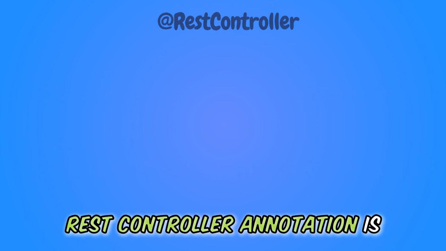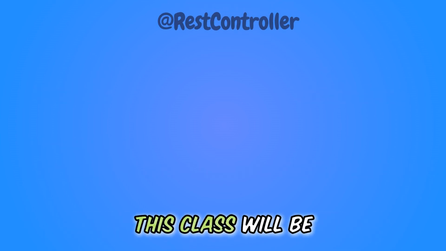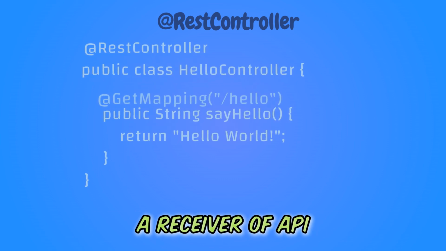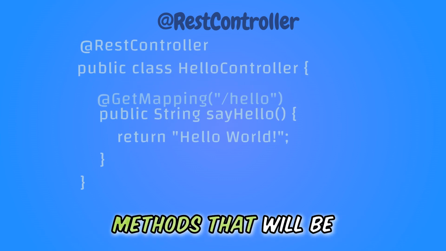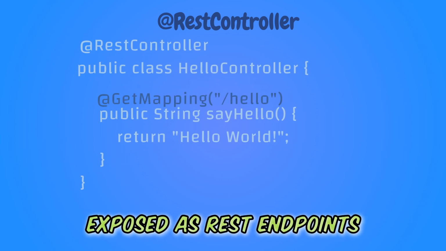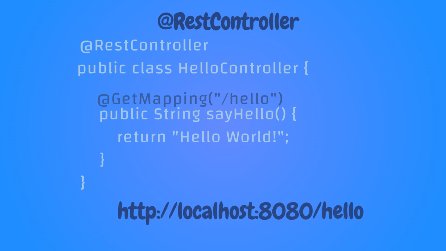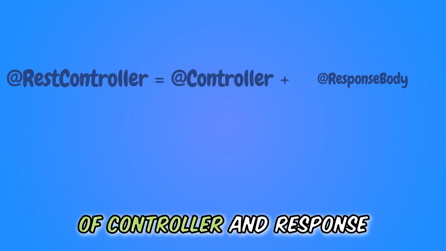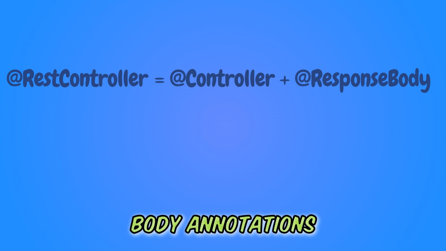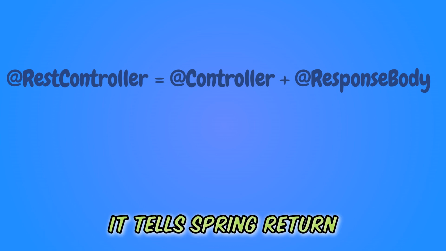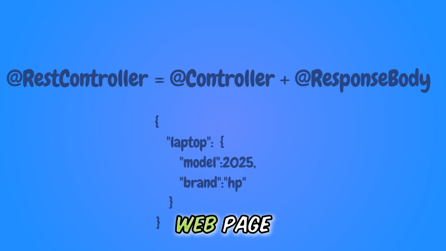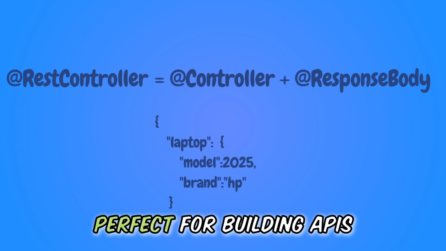The RestController annotation is used to indicate that this class will be a receiver of API requests and will contain methods that will be exposed as REST endpoints. It is a combo of Controller and ResponseBody annotations. It tells Spring, return JSON instead of a web page. Perfect for building APIs.